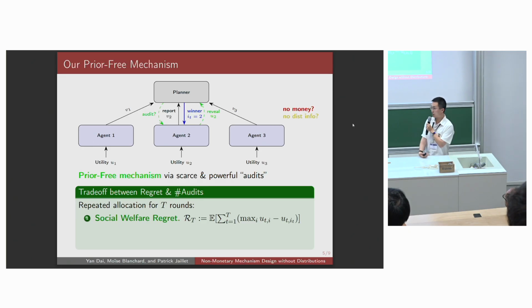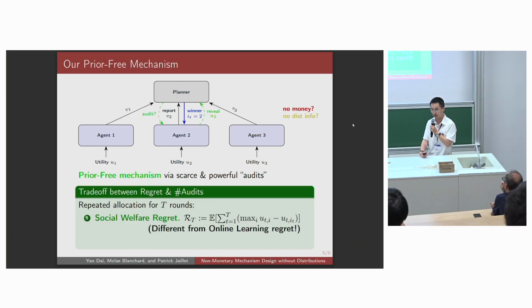So now there is a trade-off for the planner. First of all, we would like to minimize the social welfare regret, which looks really similar to online learning regret, but I have to mention that they are very different. In static regret, you compete to a fixed comparator. In dynamic regret, you compete with the hindsight optimal, which might depend on the realization of these utilities.